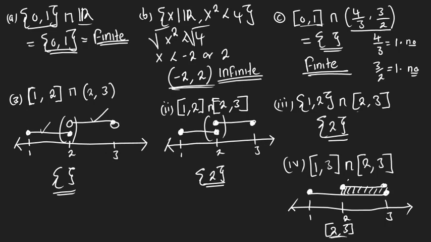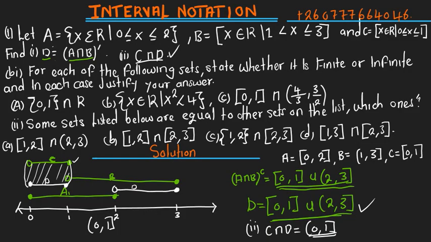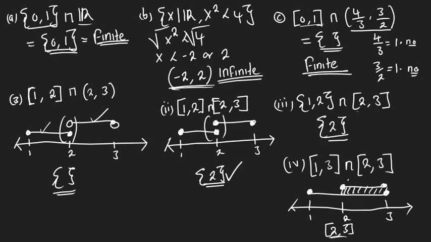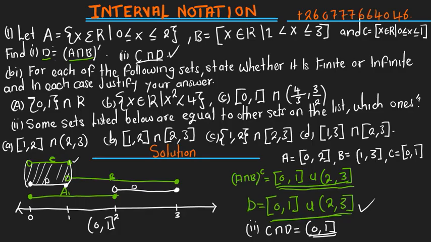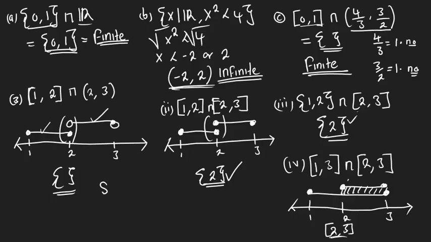So the question was saying some sets listed below are equal to other sets on the list, which ones? The only sets that are equal are this one for set 2 and this one for set 3. So what would be my conclusion? Set B and set C are equal. Only set B and C are equal.